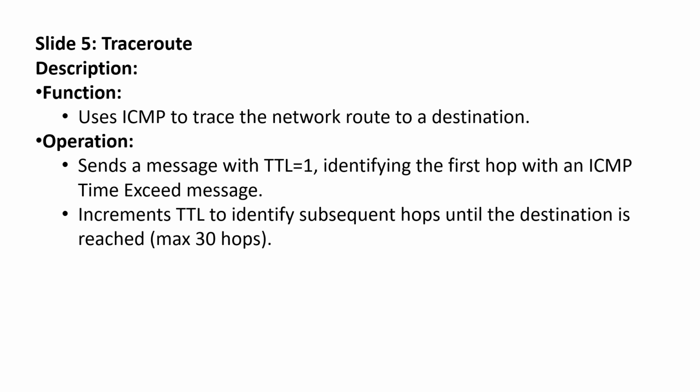Traceroute. Traceroute uses ICMP to trace the network route to a destination. Operation. It sends a message with TTL equal to 1, identifying the first hop with an ICMP time exceeded message. It increments TTL to identify subsequent hops until the destination is reached. There is a maximum limit of 30 hops.